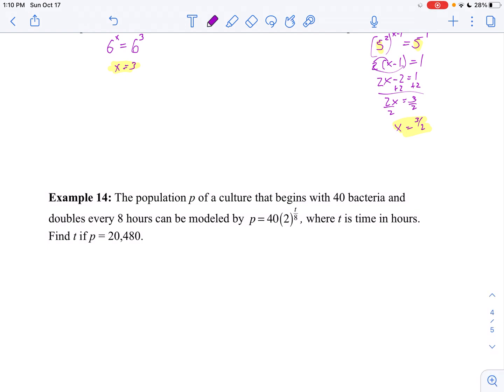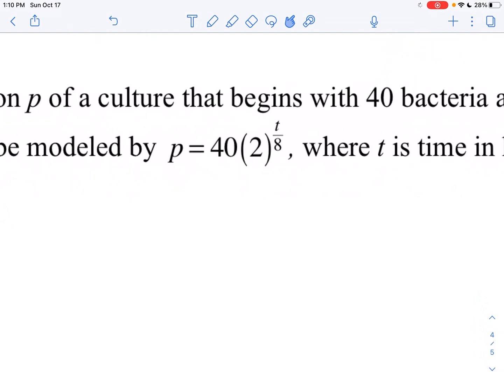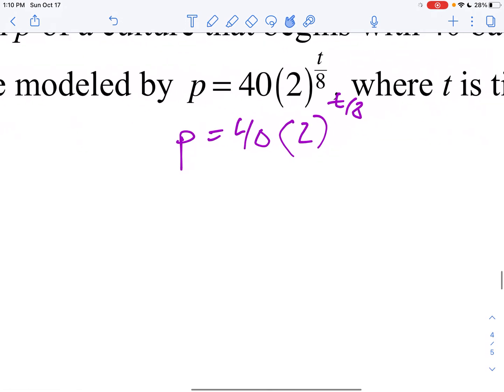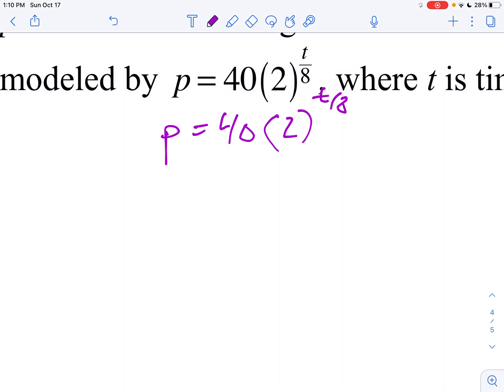So I'm going to rewrite my problem. I think I'm just going to copy it down first. So I'm going to say P equals 40 times 2 to the T over 8. Now, we want P to be 20,480. So I got 20,480 equals 40 times 2 raised to the T over 8.